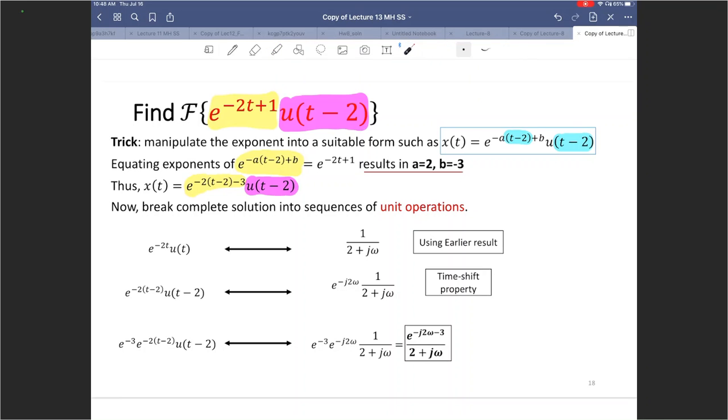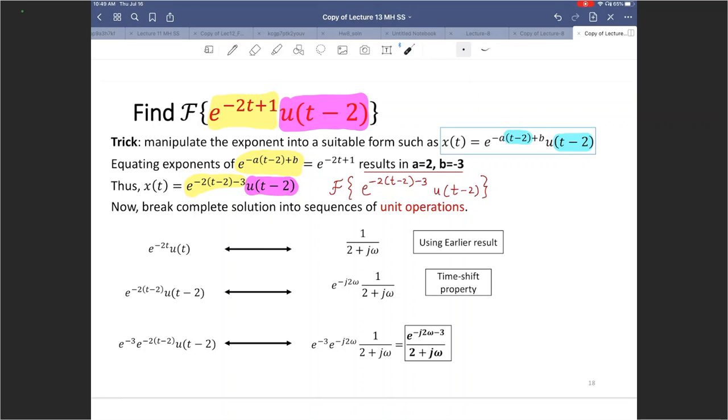Just to quickly summarize, we did this manipulation in this form, minus a times t minus 2 plus b, because we had the unit step at t minus 2, right? So we wanted these two to be the same. That's why we manipulated it this way. Once you manipulate x of t to be this, the Fourier transform of this is the same thing as the Fourier transform of this: e to the minus 2 times t minus 2 minus 3 u of t minus 2, is the same.